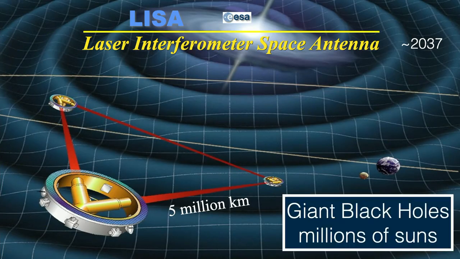LISA, this is then three spacecraft that track each other with laser beams, sees gravitational waves from giant black holes weighing millions of suns. And it's a tremendously exciting mission. I have used up too much time, so I'm going to skip through, but I had some examples of things that LISA will see. And I just want to go on, though, and talk about gravitational waves from the Big Bang, because this is sort of the holy grail of the future of this field.